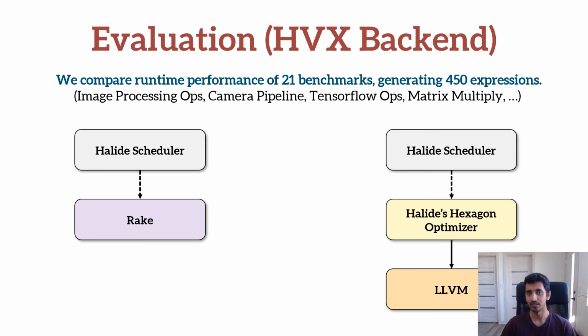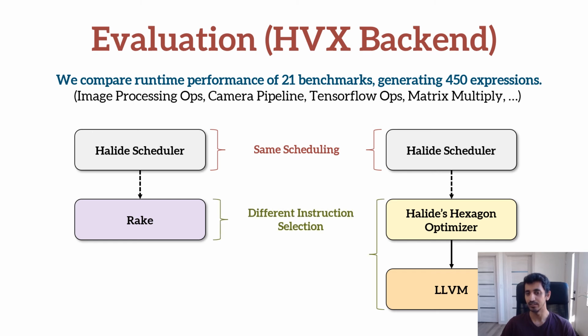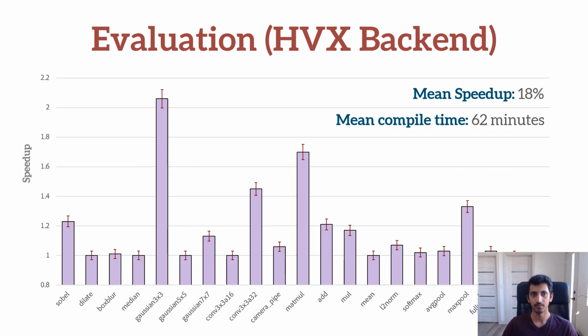As a baseline, we compare against Halide's highly optimized HVX backend, which uses a combination of LLVM's instruction selection and superoptimization, as well as a corpus of handwritten rules that were prepared by Google and Qualcomm engineers over the years to fill in the gaps of the LLVM's instruction selector. It is important to note that we compile both implementations with the exact same schedule, the only difference being in the instruction selection. This figure summarizes the results of our experiment.